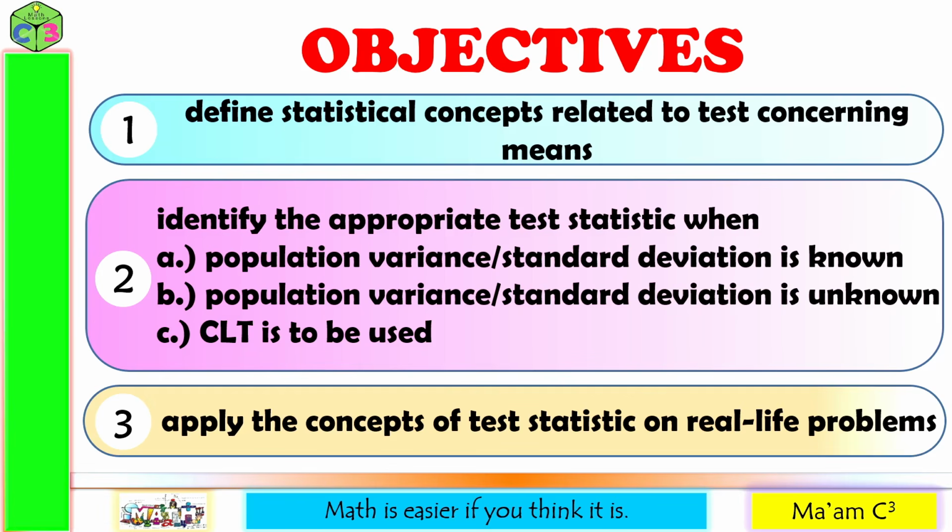Our objectives in this lesson are the following. Number 1, define statistical concepts related to tests concerning means. Number 2, identify the appropriate test statistic when letter A, population variance or standard deviation is known. Letter B, population variance or standard deviation is unknown. And letter C, CLT is to be used. And number 3, apply the concepts of test statistic on real-life problems.